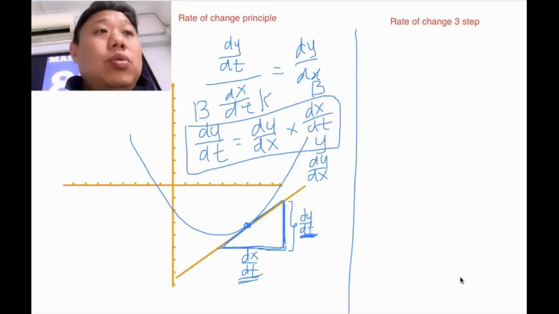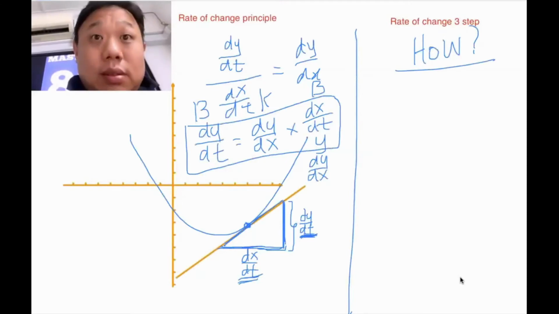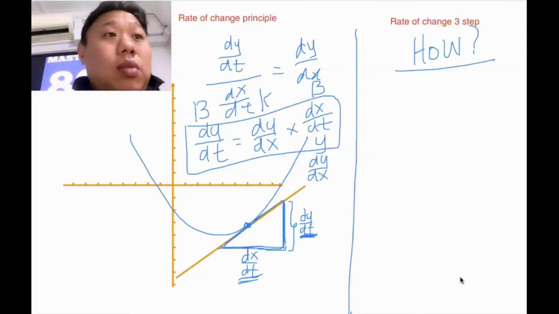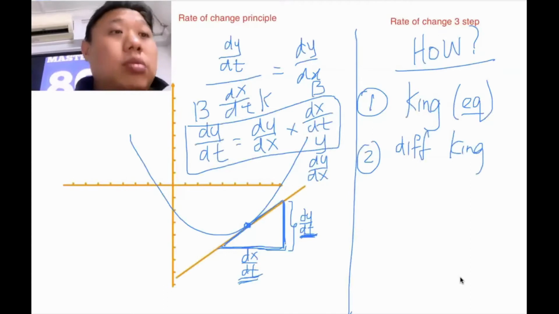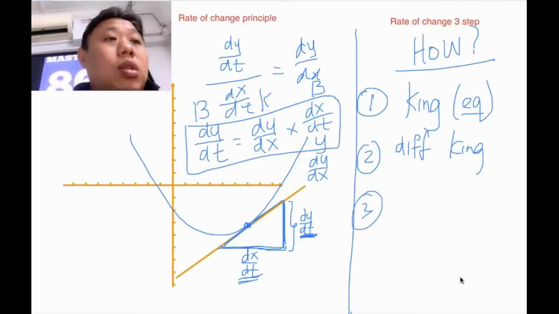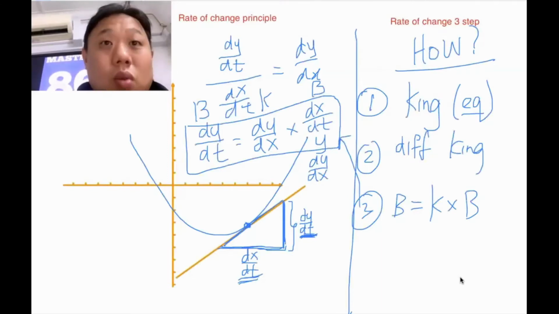Now I'm going to show you the how, which is the most important: how to solve the question and get the answer. That's eventually what we want to achieve. Step 1, I need to find the king. If you don't find the king, you cannot do the question. That's called the equation. Step 2, differentiate the king, which is what the topic differentiation is about. Thirdly, you need to protect the king. When you protect the king, you use 2 bodyguards, which is this formula. These are the 3 standard steps that will appear in your working.